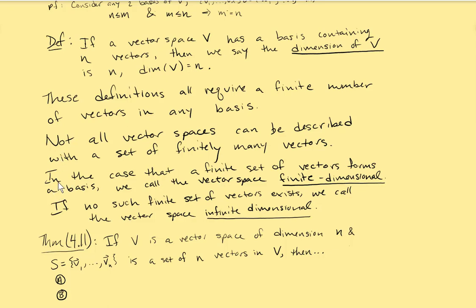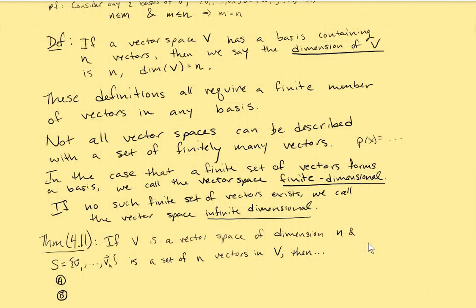But think of that polynomial example. How do you write any polynomial of any degree in terms of a finite set of polynomials? I don't think you can do it. Anyway, in the case that a finite set of vectors is available to form a basis, we call the vector space finite dimensional. We can use this definition of dimension in that case. It'll be some finite number. If no such finite set of vectors exists, we call the vector space infinite dimensional, like the vector space of all polynomials.